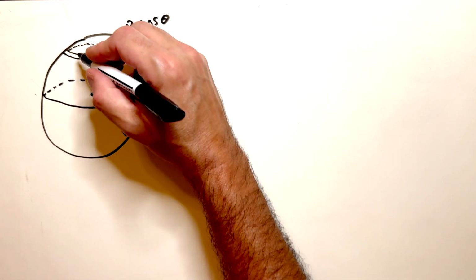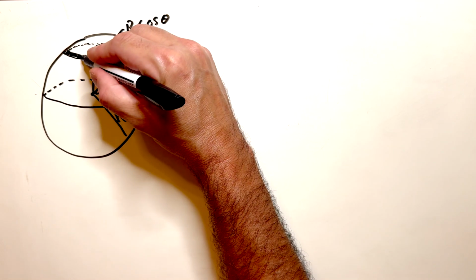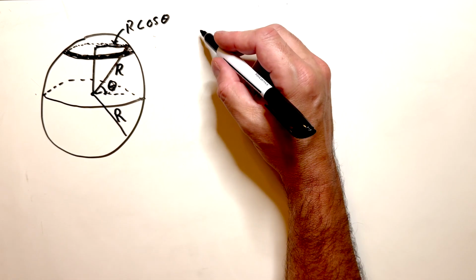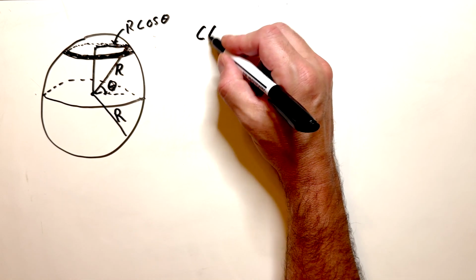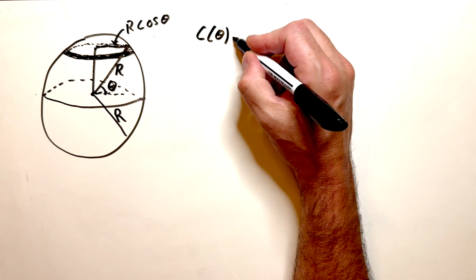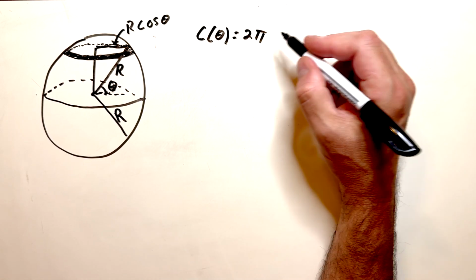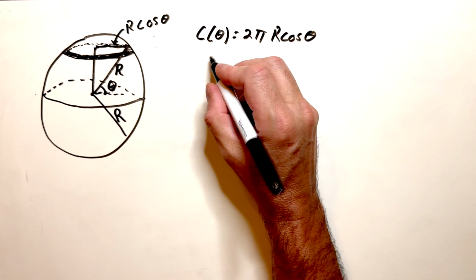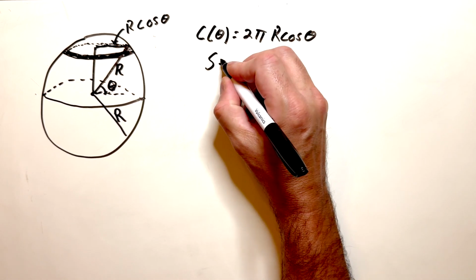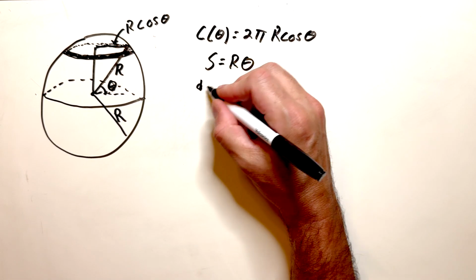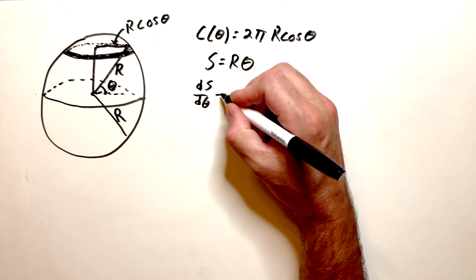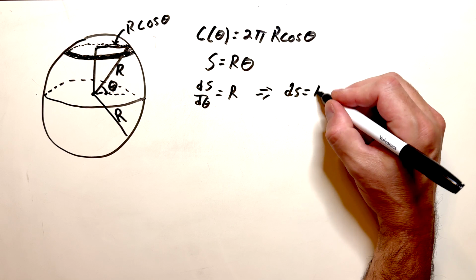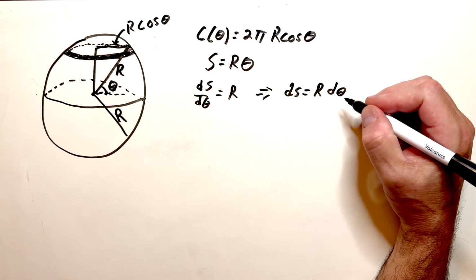So the circumference of this little slice, I'm just going to color it in so we can see it. The circumference of this little slice, of course, c for circumference as a function of theta, is equal to 2 pi times r, but we mean r cosine theta. That's going to be useful. Let's also remember the arc length formula, s equals r theta, such that ds d theta is just equal to r. This, of course, means that ds is equal to r d theta. That's going to be important as well.